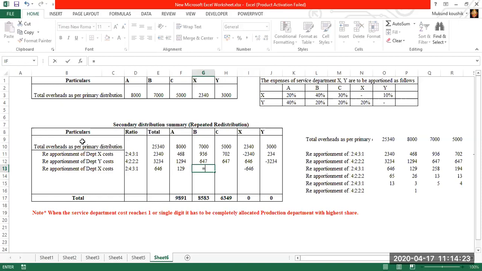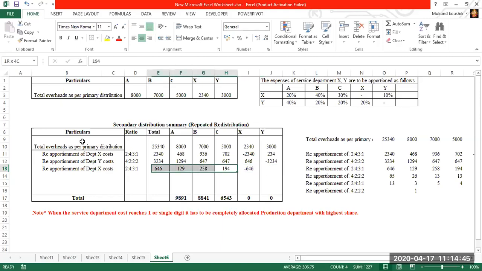For department B, it will be 646 into 4 divided by 10. So we are getting 258.4. So we will make it as 258. Then again for department C, it will be 646 into 3 divided by 10. It is 193.8. So we will make it as 194.